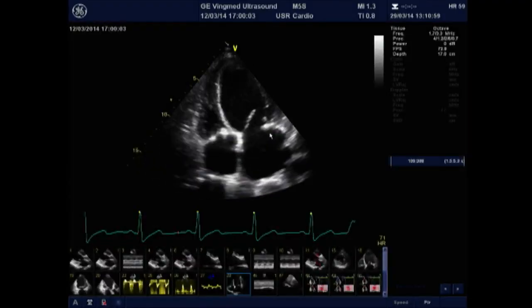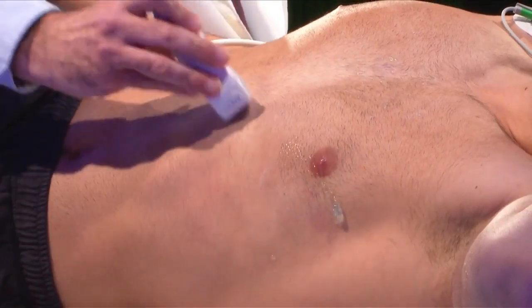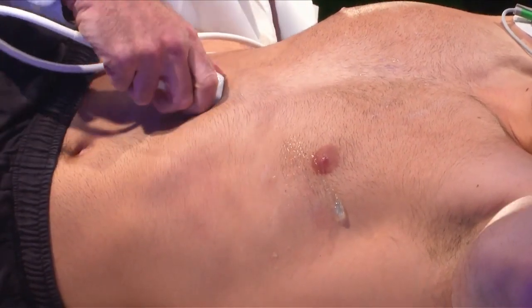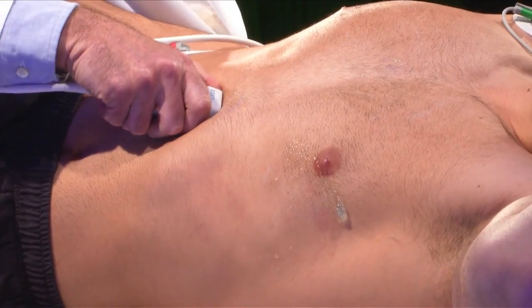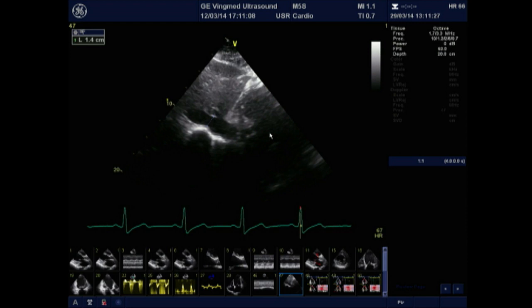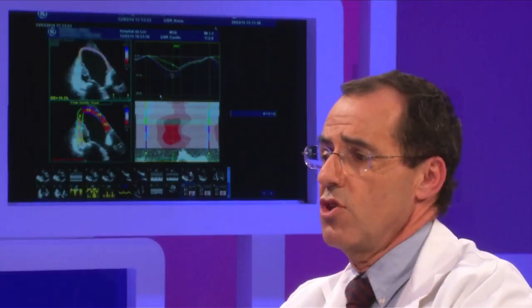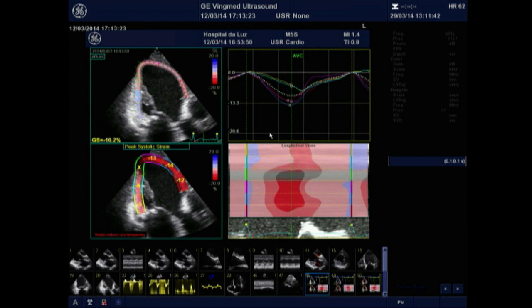Coming back to the apical four-chamber view, and now focusing on the right heart. And before this, I will go to the subcostal view to assess the inferior vena cava, showing that it collapses with inspiration less than 50%. So I would say RA pressure is about 10 millimeters of mercury. It's not dilated. And another way to assess the left ventricular function is with speckle tracking echocardiography.